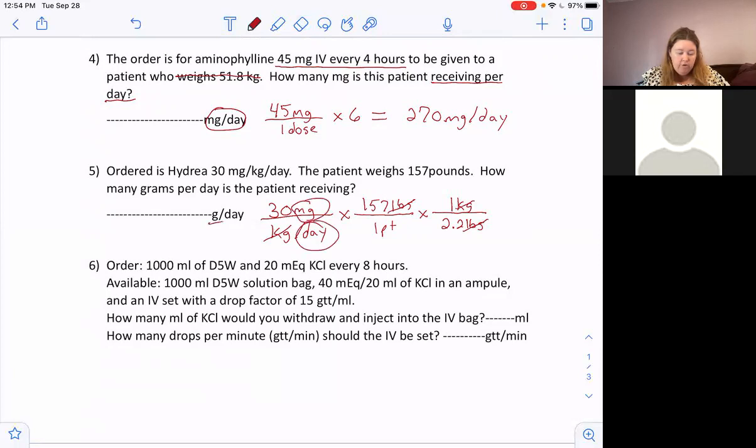Oh, but look, we have to do grams per day. So we need 1,000 milligrams on the bottom, since our milligrams is on the top over here, is 1 gram. So our milligrams cancel out, and we're left with 30 times 157 divided by 2.2 divided by 1,000. And we're left with 2.1 grams per day.